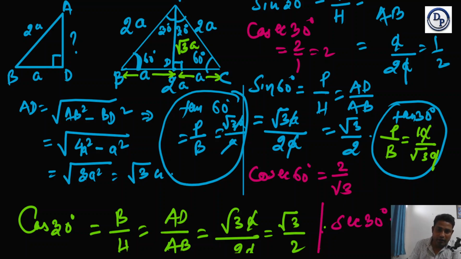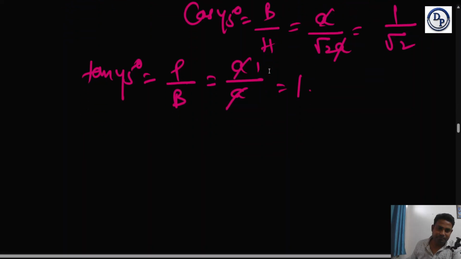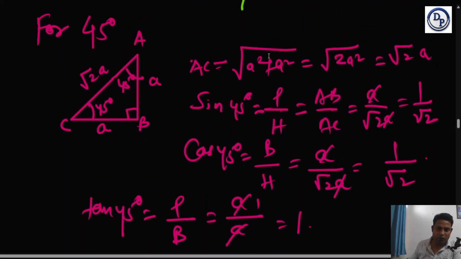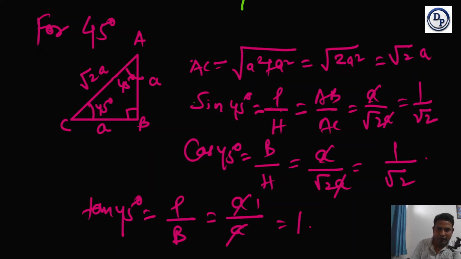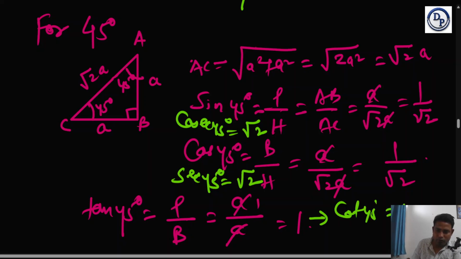Similarly, we take the reciprocal to get cot. Cot 60, the reciprocal, is 1 by root 3. Okay, and what about cot 30? It becomes root 3 only. Root 3 by 1, that is root 3. So these are the values we have to calculate. We can similarly do cosec 45 and all. Cosec 45 is the reciprocal of sine 45, so the reciprocal of 1 by root 2 is root 2. Again sec 45, we reciprocate, is root 2. What about the reciprocal of tan 45? Cot 45 is 1.